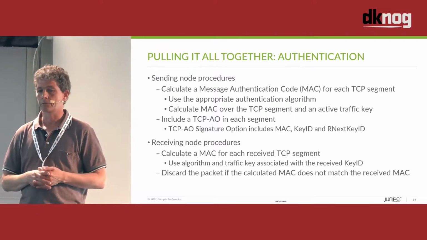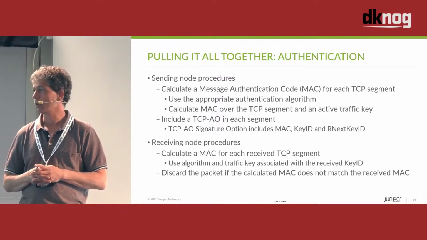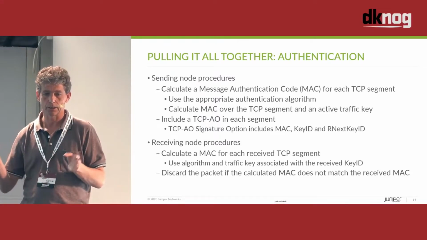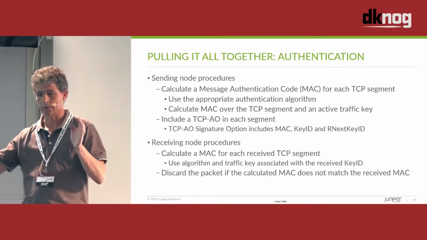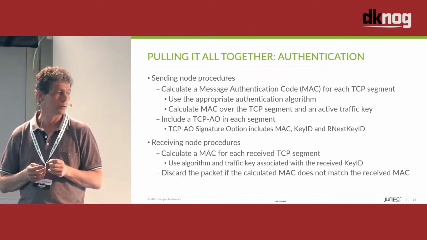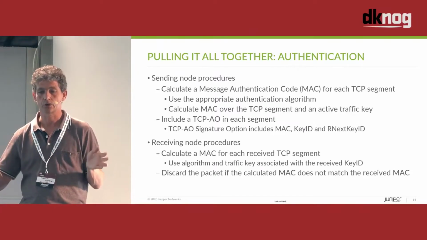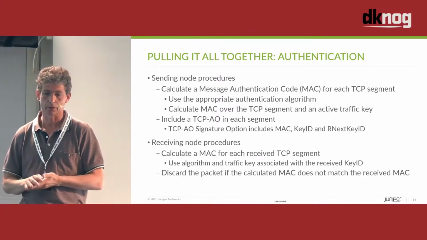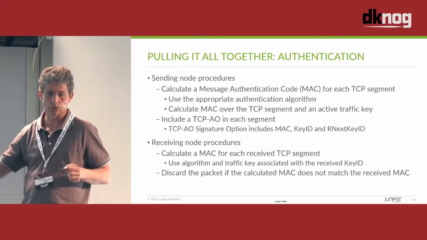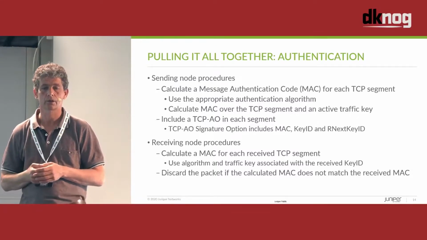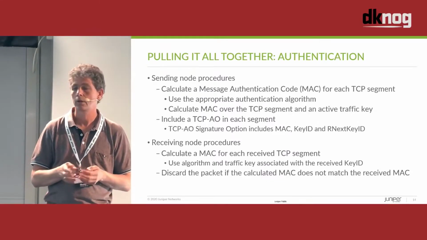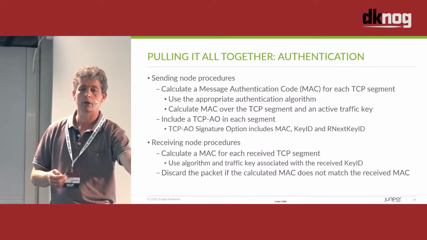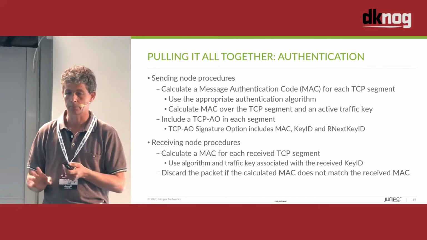Again, the procedure for TCP AO is very similar to MD5. It calculates the MAC, the message authentication code, based on the segment and the TCP properties, and it inserts it into the segment. Then the segment is sent out, and on the other side it receives it, identifies which key is used, and based on that key, it will then validate the packet.